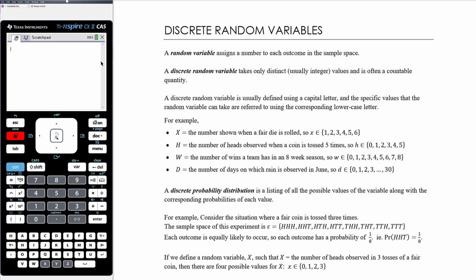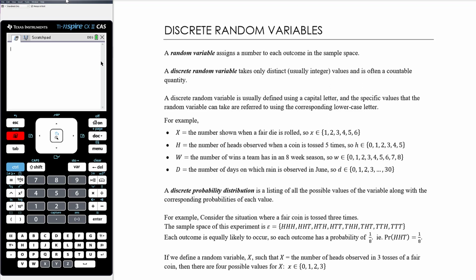If we had another variable H, the number of heads observed when a coin is tossed 5 times, then lowercase h could take any of the values from 0 to 5. We could observe no heads, 1 head, 2 heads, 3 heads, 4 heads or 5 heads. If W is the variable, the number of wins a team has in an 8-week season, then lowercase w could take any of the values from 0 to 8. The team could have 0 to 8 wins out of the 8 matches they'll play in the season.